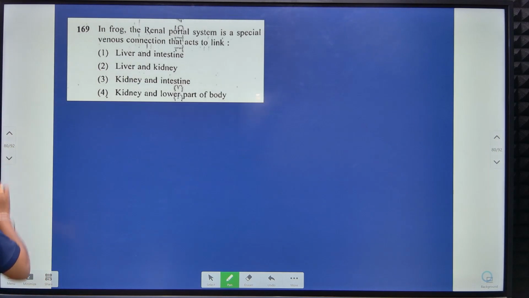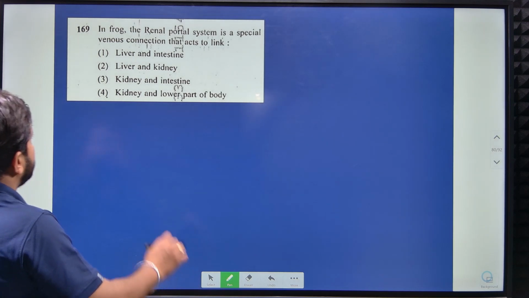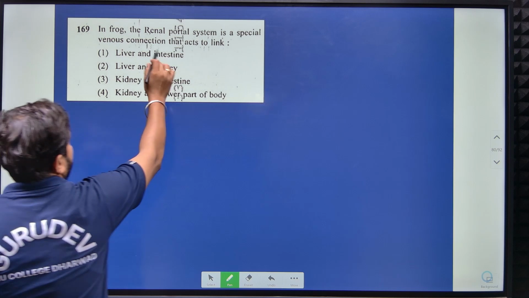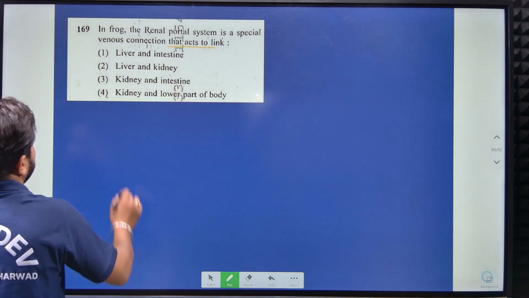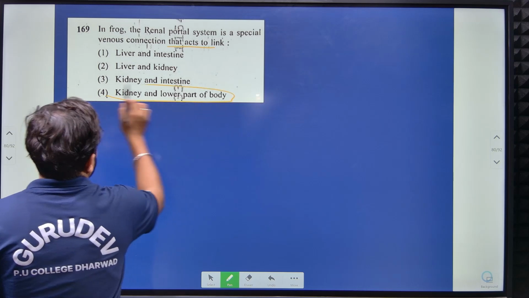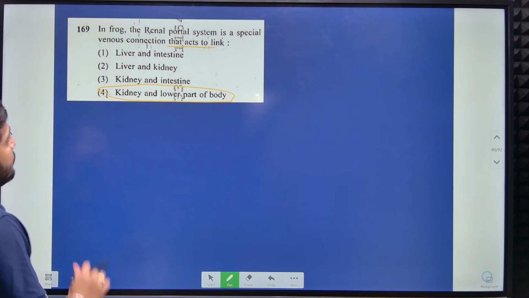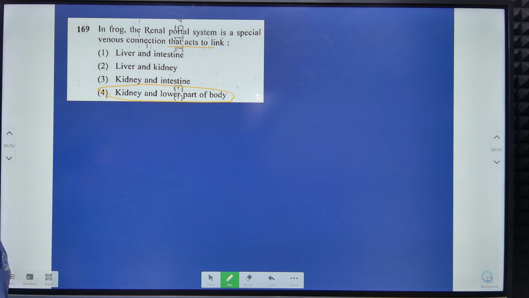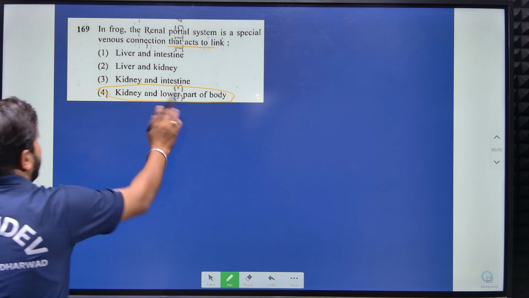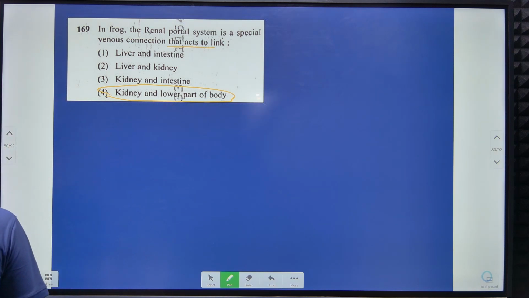Then moving on to the next: in frog, the renal portal system is a special venous connection that acts to link, right, the kidney and the lower part of the body, right? So in frog the renal portal system is a special venous connection that acts to link the kidney and the lower part of the body, right?